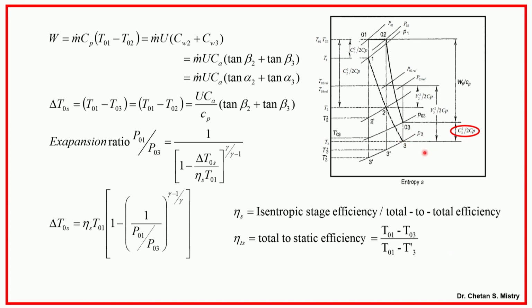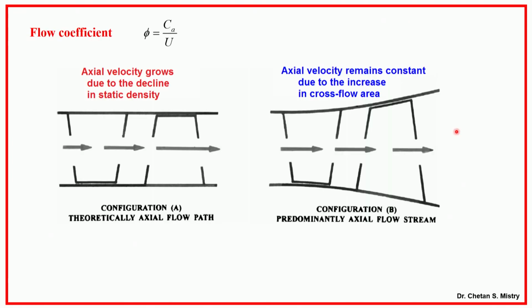Conventionally, people prefer the design in which C1 and C3 come out the same. This is what we are talking about in terms of the thermodynamics of the axial flow turbine.